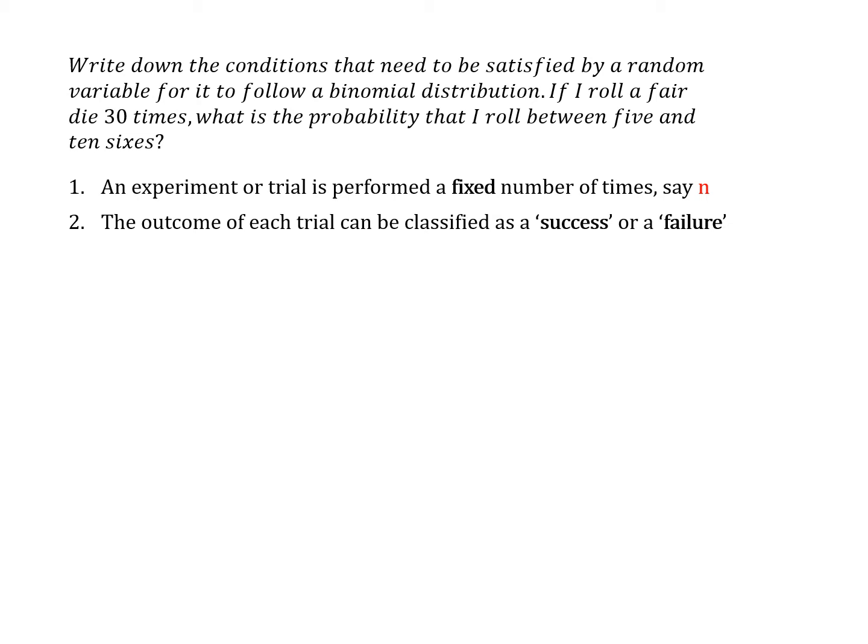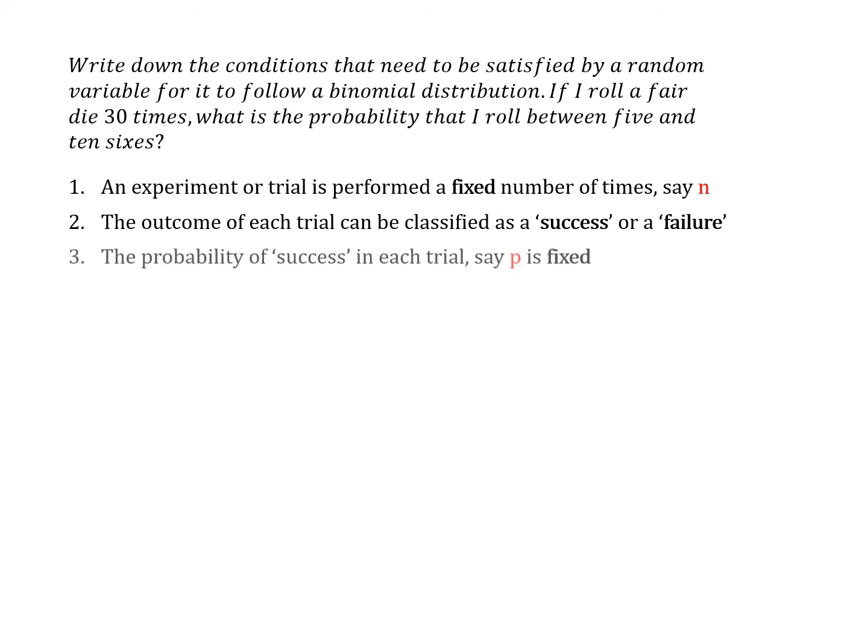If we're looking at a dice, for example, then there are actually 6 potential outcomes that we might get when we roll the dice each time. But we're classifying these into success, which will be that we roll a 6, and failure, which will be that we roll anything other than a 6. So it's classified into success and failure.